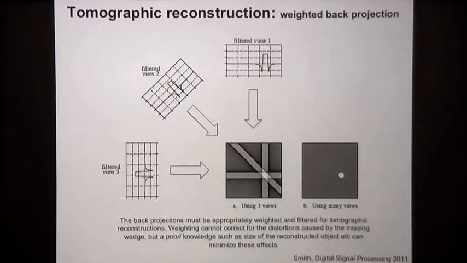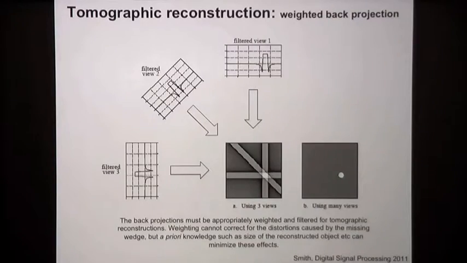If, however, we apply an appropriate filtering or weighting function to our one-dimensional projections, that is our original data, we can do the same thing and get a much better representation of our original object, and this is known as weighted back projection. Practically in tomography, we use prior knowledge such as the size of the reconstructed object, and this can minimize the effect of the missing wedge. But as I said before, it cannot compensate for the missing wedge because it's missing information, we can't get it back.